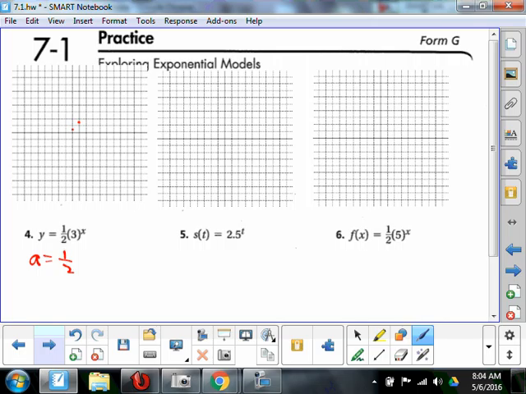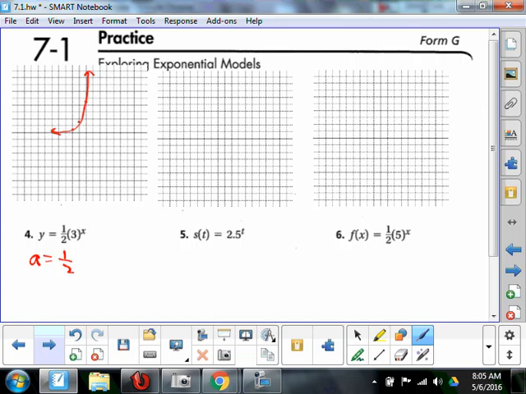If I plugged in a 2, I would have a half of 9, which is 9 halves, or 4.5. So this graph's going to go through the point (2, 4.5), which is going to be right about here. If I plugged in a 3, I would have 27 halves, and that isn't even going to fit on my graph. So that's probably enough points right there to realize what this graph's going to look like. Again, it's going to be an exponential growth function. It's growing pretty fast because the rate of growth is 200%. So the y-intercept, it's an increasing function. It increases pretty rapidly.